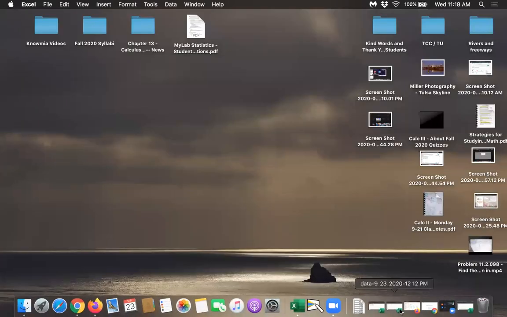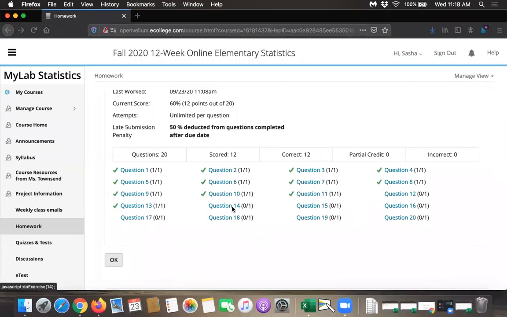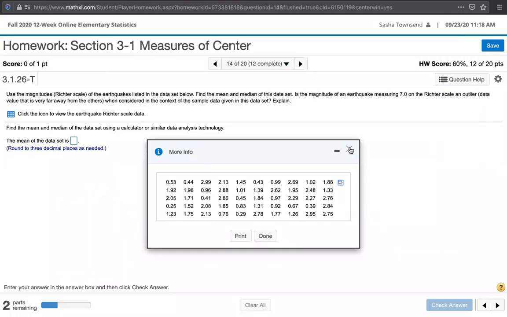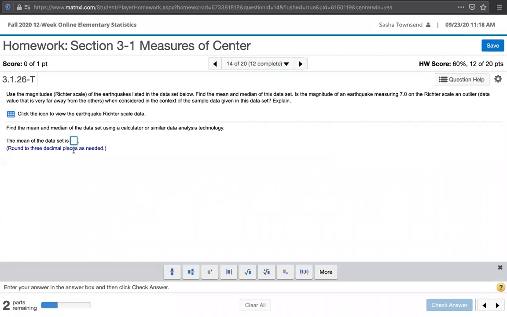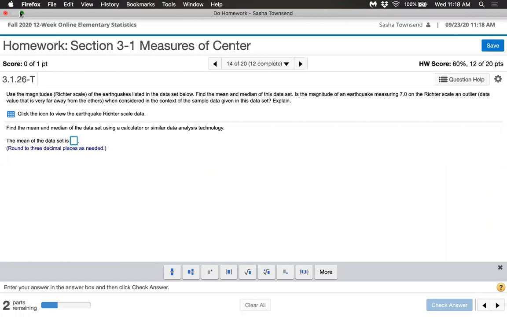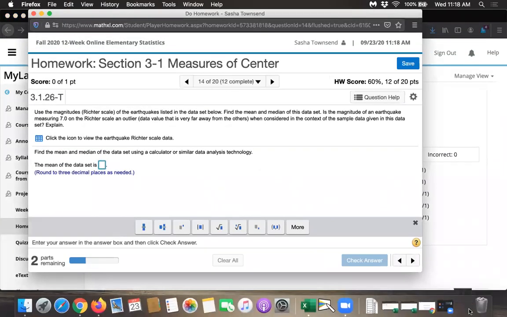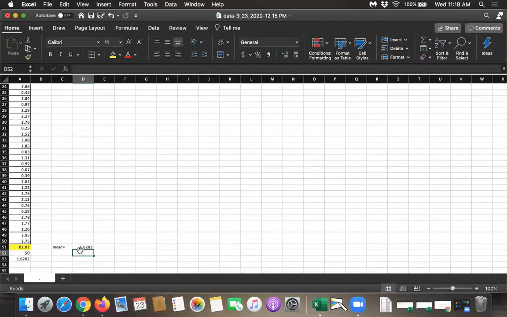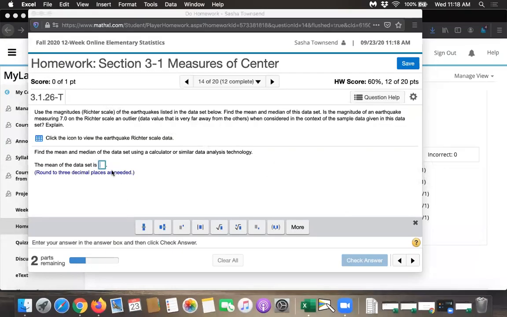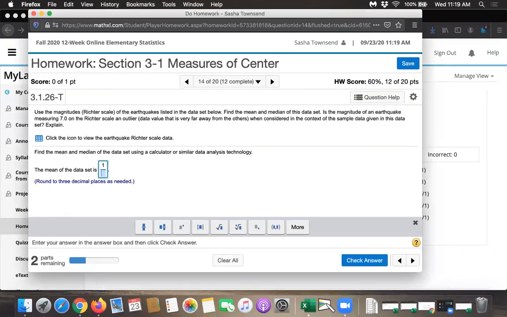Let's go back to our homework assignment. I'm having trouble finding it. Let's see, I'll go here and then I'll click here. There it is. And they say round to 3 decimal places as needed. And that was 1.620 to 3 decimal places.